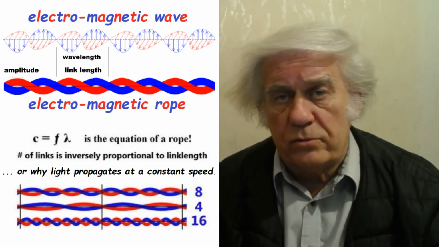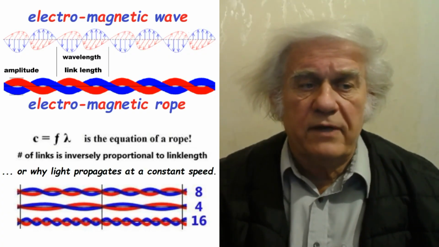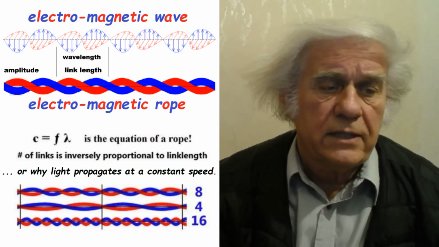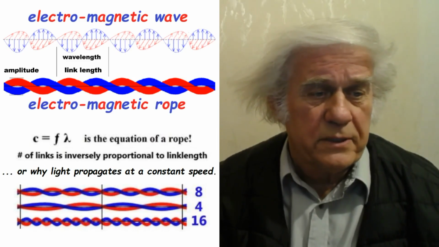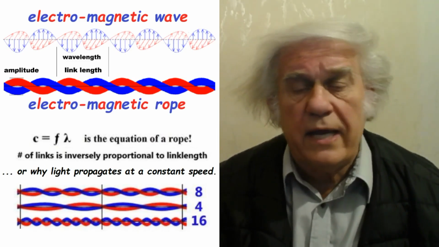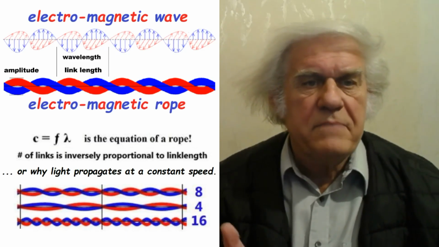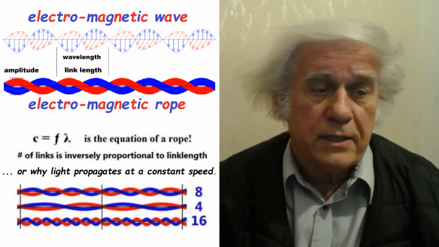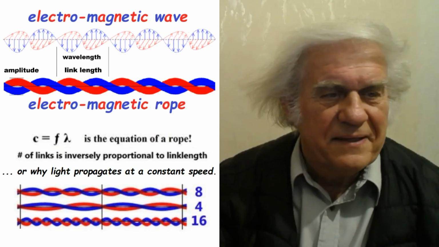The more you torque a rope, the shorter the links, the more links you have. That's frequency times wavelength. That's the equation of a rope. And so that's one of the things that you can say is evidence. We don't like to introduce evidence because we're not trying to convince you. We're just saying we have a right to use the rope as a mediator for light, okay? At least for light. We'll show that it's also for gravity. Okay, so that's the first issue.